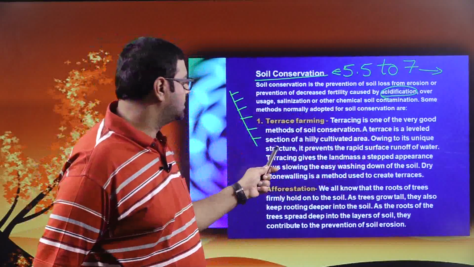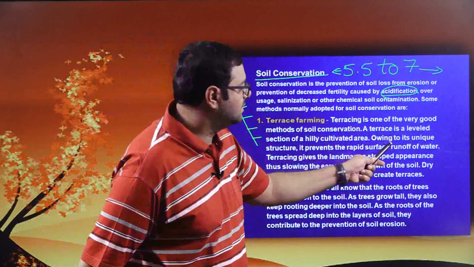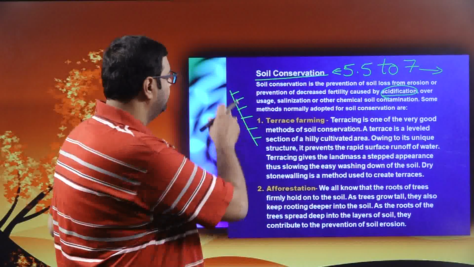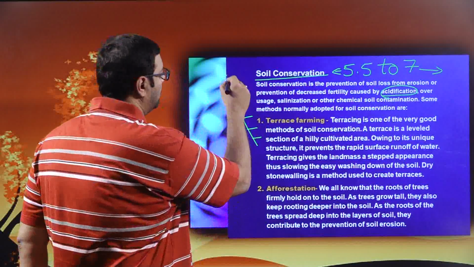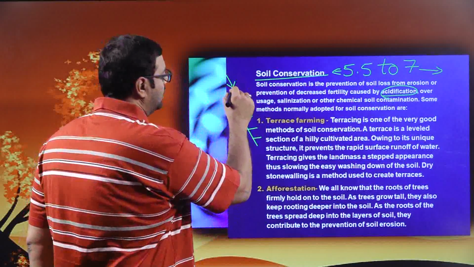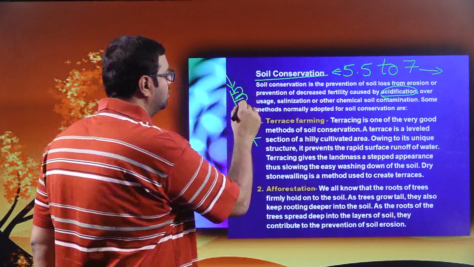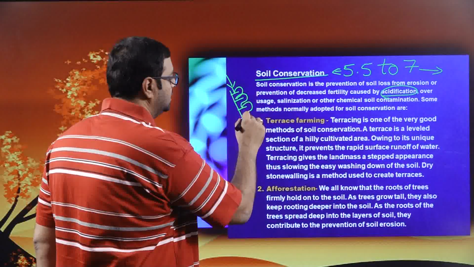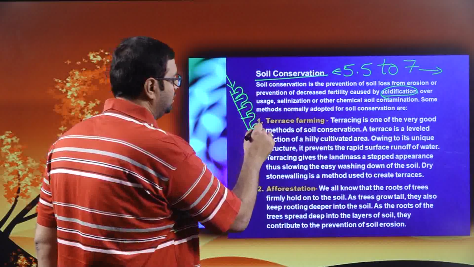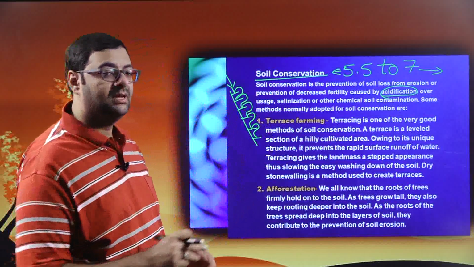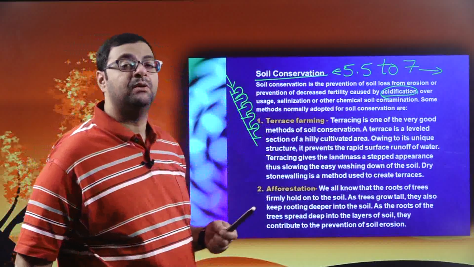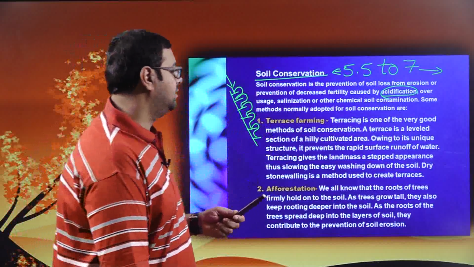Owing to its unique structure, it prevents the rapid surface runoff of water. So when you have terrace farming and the water is flowing down, the water will hold here for some time, then go down, hold again, and again go down and hold. So what is happening here? The running off of water is prevented.